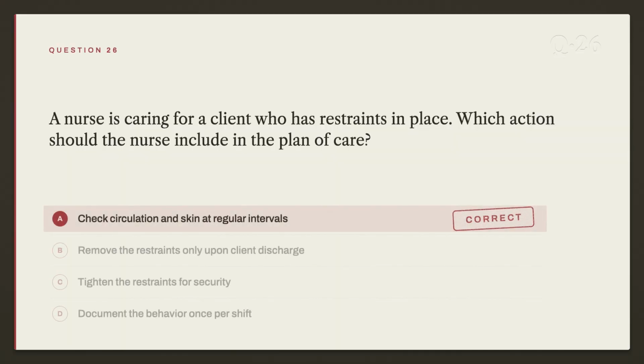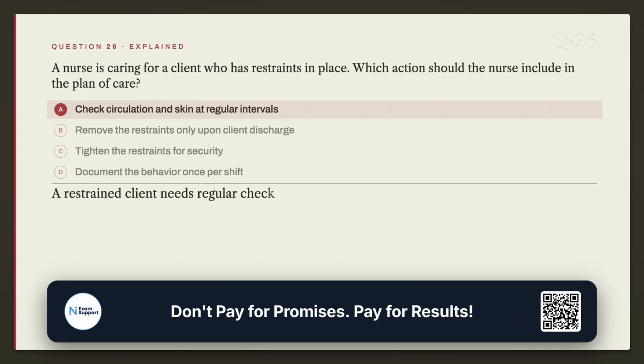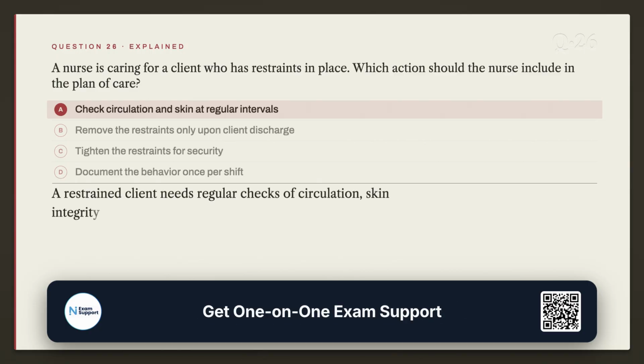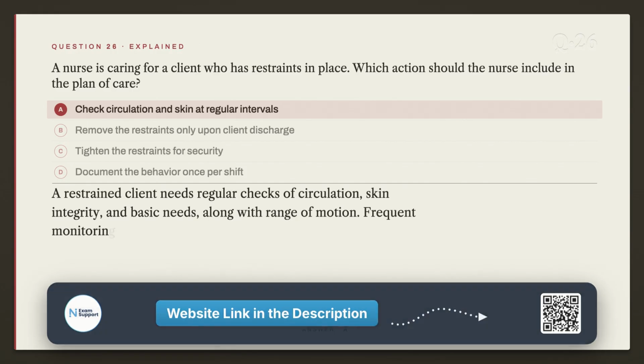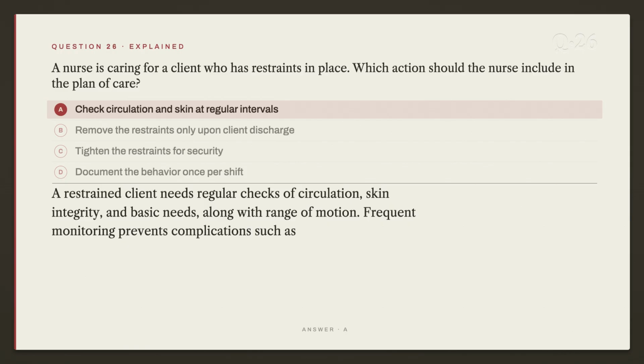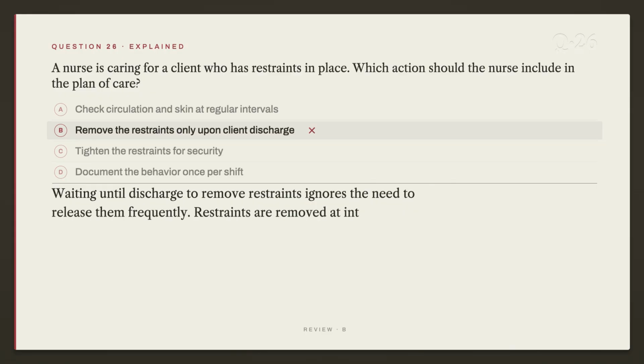The correct answer is A. Check circulation and skin at regular intervals. A is correct because a restrained client needs regular checks of circulation, skin integrity, and basic needs. Along with range of motion, frequent monitoring prevents complications such as skin breakdown and impaired circulation. B is wrong because waiting until discharge to remove restraints ignores the need to release them frequently. Restraints are removed at intervals to allow movement, circulation, and skin care for the client.